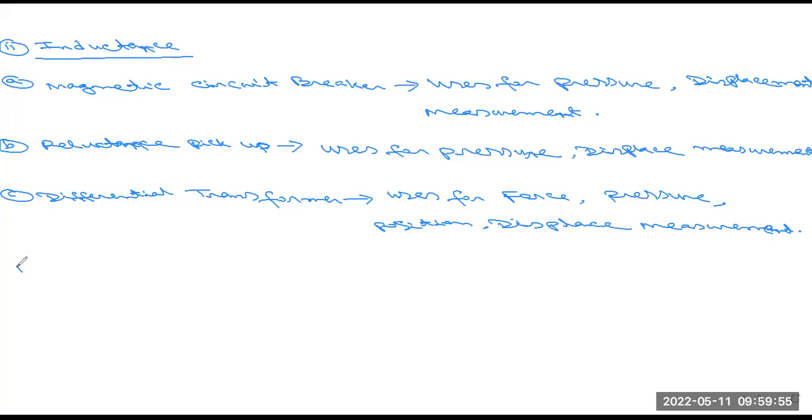Okay, is it okay, all of you? Yes, sir. Next, number four, that is the eddy current coil. In the exam you can also get this question in MCQ pattern: what are the uses of the differential transformer? You will be given four options: force, displacement, speed, acceleration, humidity, density. So from this table, it will help you.